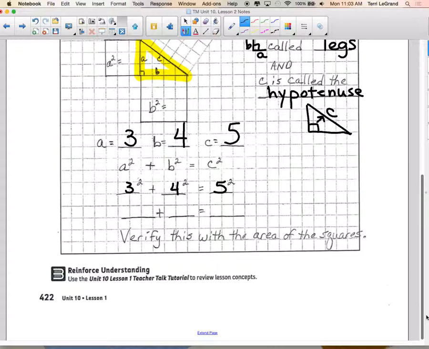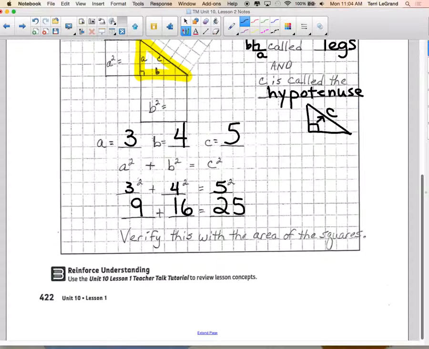Well, class, what is 3 squared? 9. What is 4 squared? 16. And what is 5 squared? 25. Is this a true statement? 9 plus 16 is 25?